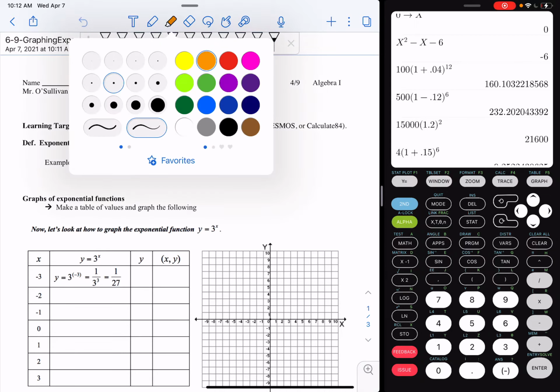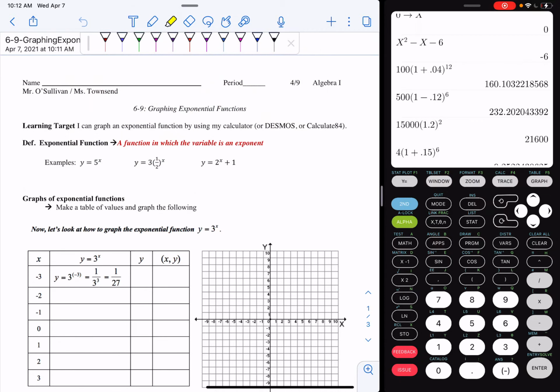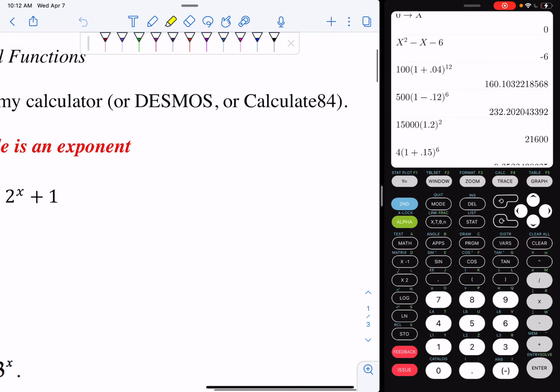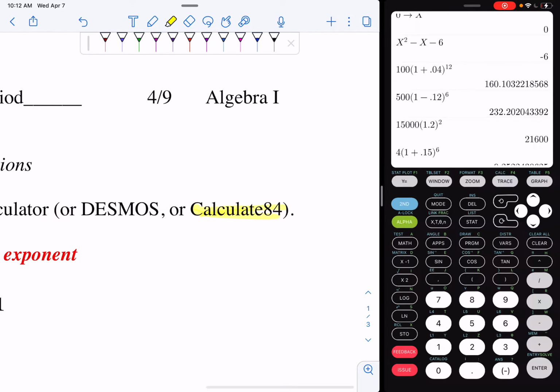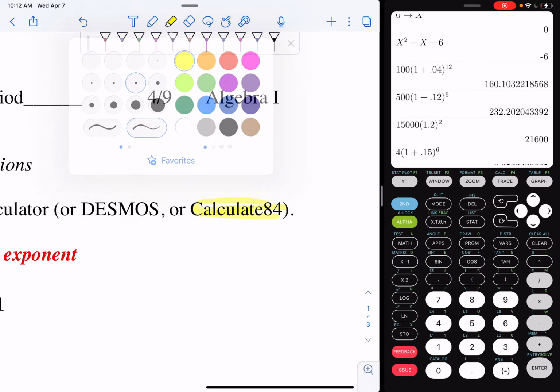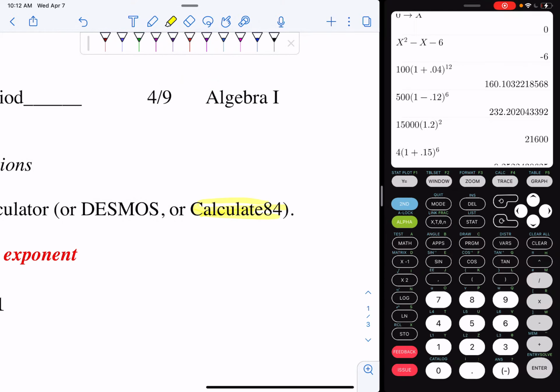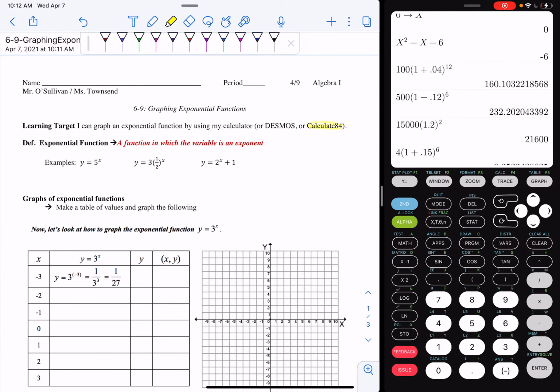So I've gone over in previous videos how to use Desmos, but for this lesson, I'm actually going to focus on using Calculate 84. The reason why Ms. Townsend and I are going to focus on Calculate 84, this app that you see on my screen, is because it actually mirrors exactly what the calculator we use in our school looks like, okay?